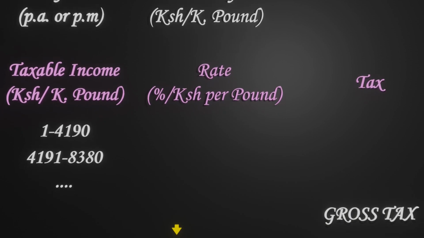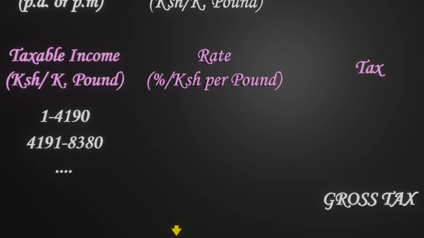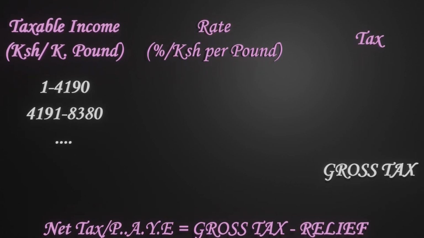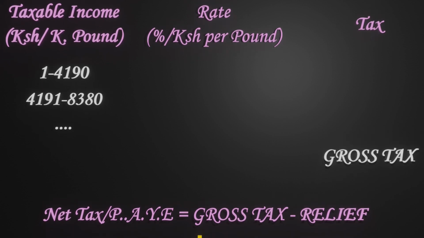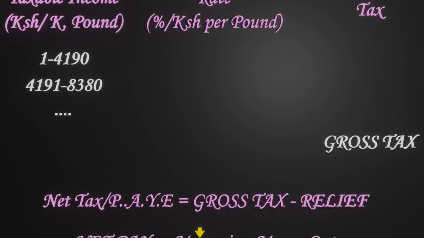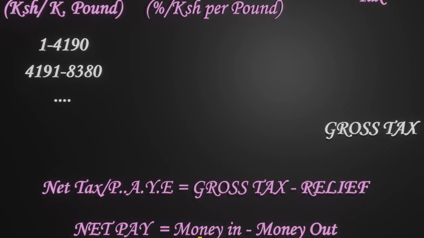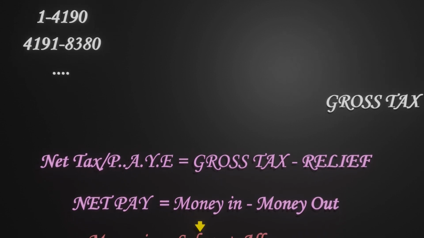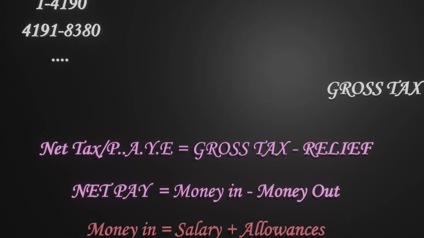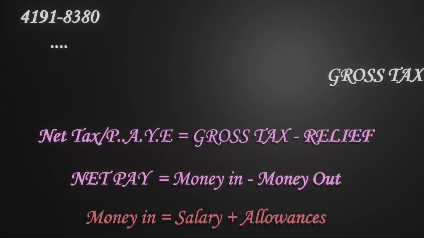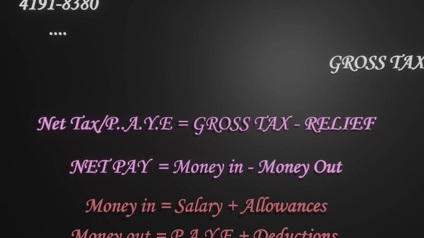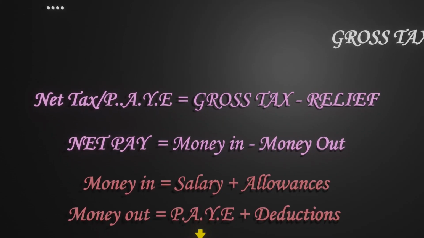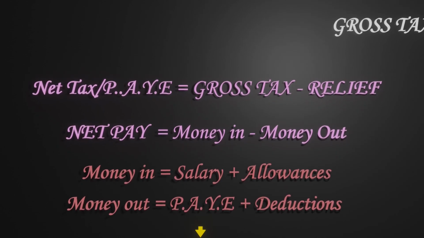But the government won't take the gross tax from you, it is going to give you some relief, and that relief is subtracted from the gross tax to get the net tax or PAYE. And that PAYE is what the government will take from you. And eventually, if you want to get the net pay or the money you remain with, you take money in minus money out. Money in is the salary plus all the allowances, and the money out is the PAYE you are paying to the government plus all the deductions, which might be NHIF, NSSF, and anything else you are paying. That is how tax is calculated.